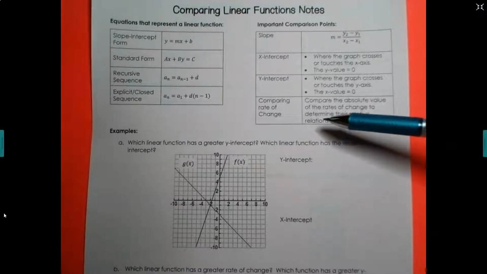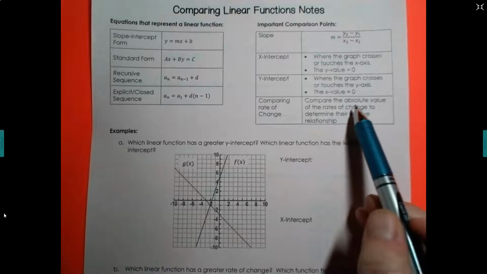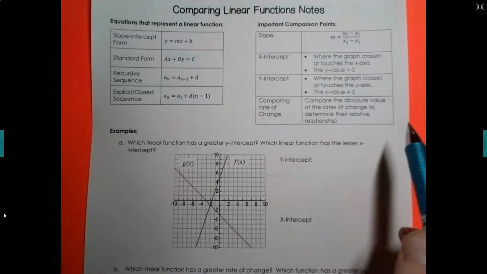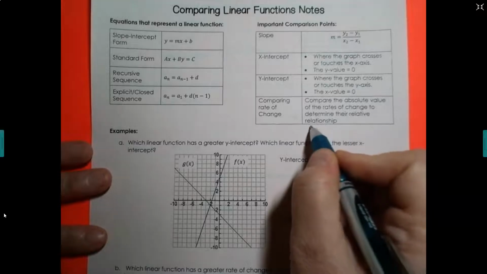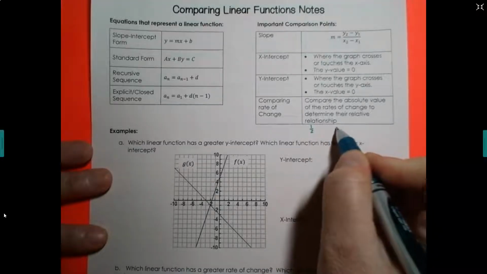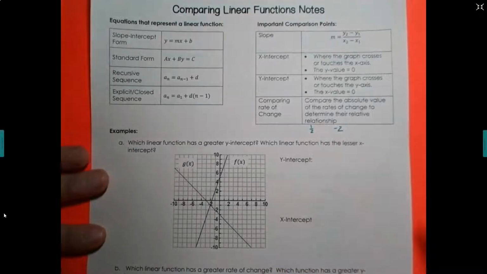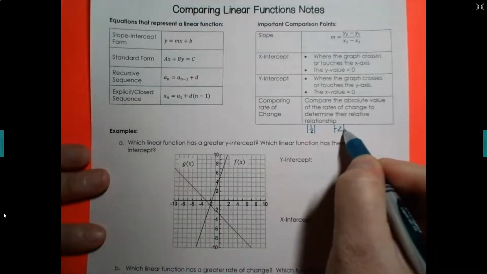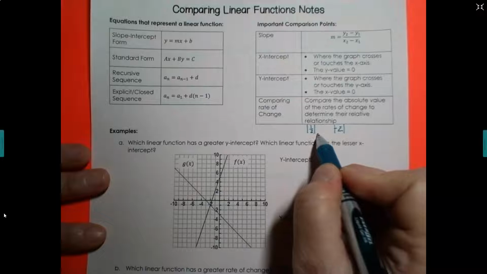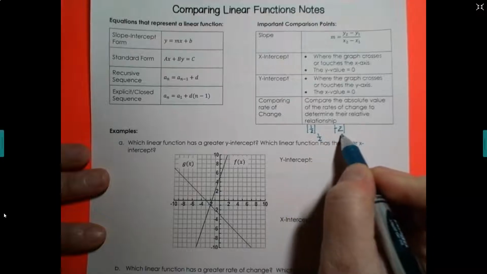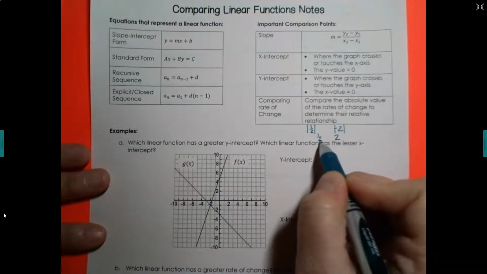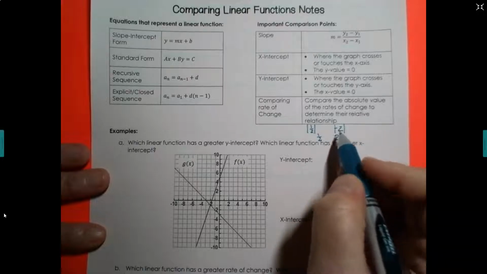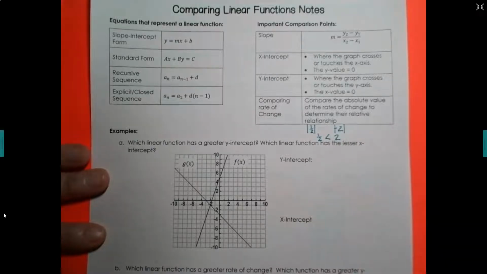And an important thing to remember is when we're comparing our rates of change, you want to look at the absolute value of the rate of change and not the sign. So say we had a rate of change of 1/2, and we had a rate of change of -2, and I wanted to compare them. Really, I want to look at the absolute value. We've done this before. The absolute value of 1/2 is 1/2. The absolute value of -2 is 2. Now I can do a relative comparison between them. How does 1/2 compare to 2? 1/2 is less than 2.